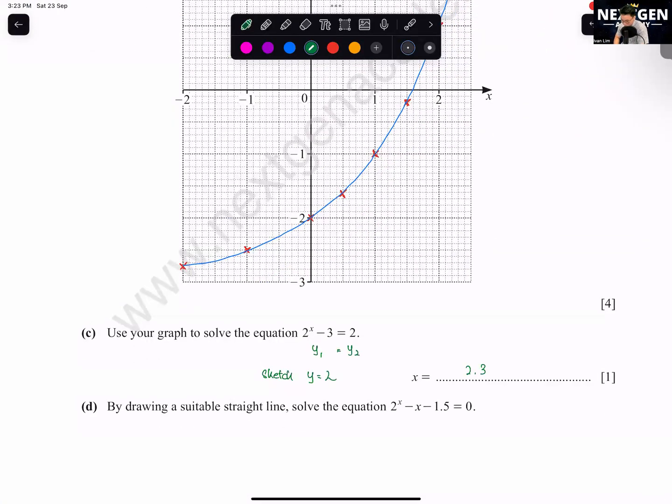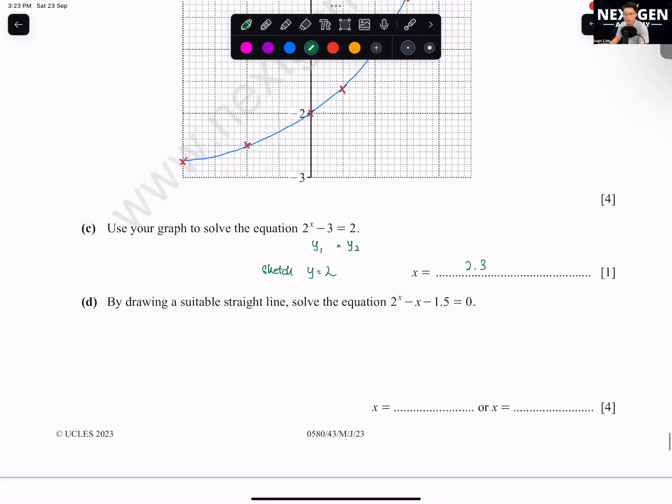Okay, next one. By drawing a suitable straight line, solve the equation 2 to the power x minus 5 equals 0. Okay, I ask all of you, what is the equation of the straight line that we need to draw? Last week, we went through a lot of this question already. Okay, what is your goal? Your goal is to make the left-hand side equals to 2 to the power x minus 3, right? Okay, so here, 2 to the power x minus 1.5. Okay, equals to, right now is 0. Okay, so how can I make it to 2 to the power x minus 3?